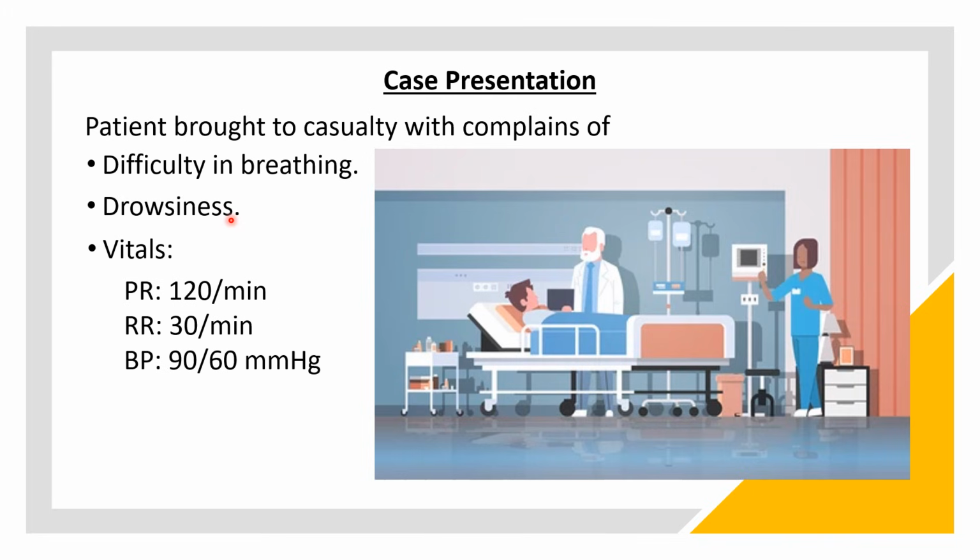And you have taken the vitals and you found out the pulse rate is increased, that is 120 per minute, and the respiratory rate is increased, 30 per minute, and blood pressure is 90/60 mmHg. And you had done CBG, which was high, so you had sent a random blood sugar to the lab and they had given the report as 650 milligram per deciliter.